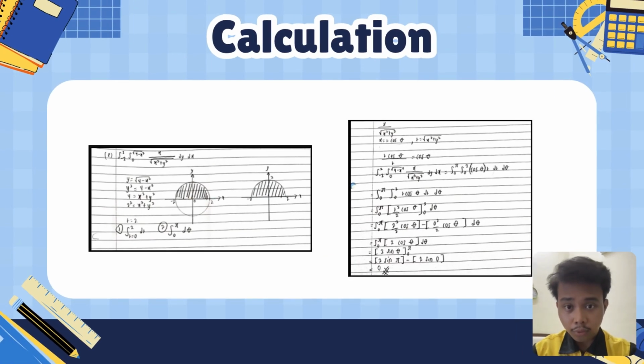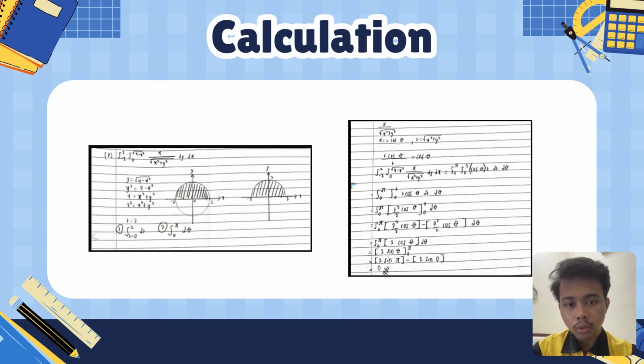Hello everyone, today I will explain question 2e. Based on the original limits, y goes from 0 to the square root of 4 minus x squared and x goes from -2 to 2. This forms an upper semicircle region with a radius of r equals 2.